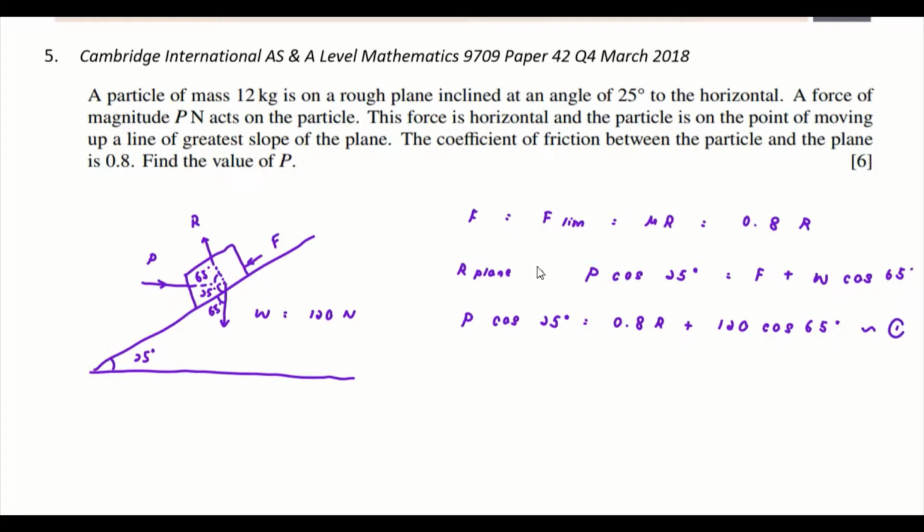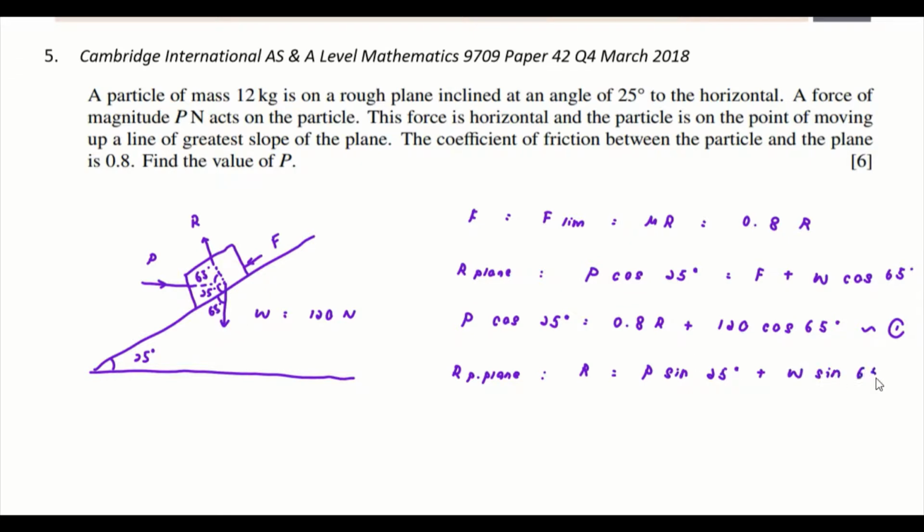Then after that, let's move on to number two, resolving perpendicular to the plane. This is the R going up, so there's only one force going up. So R is equal to what is going down, which is our weight here, and also our P. The P here is going to be P cos 65, or you can do P sine 25, and then plus the weight moving down, which is W sine 65.